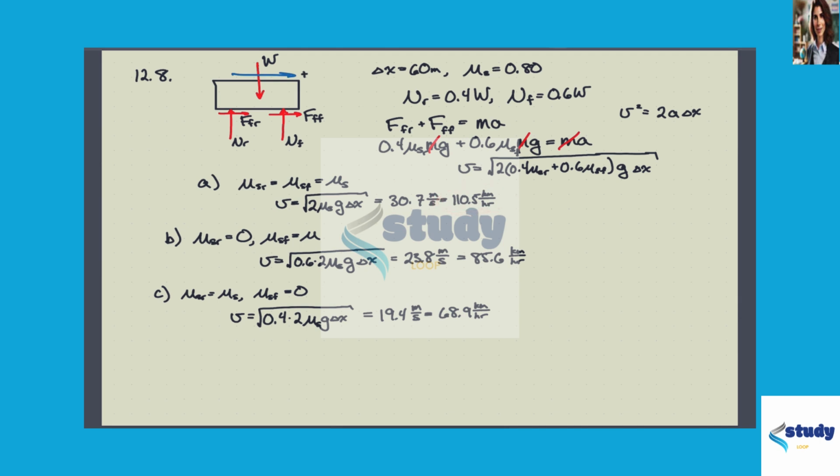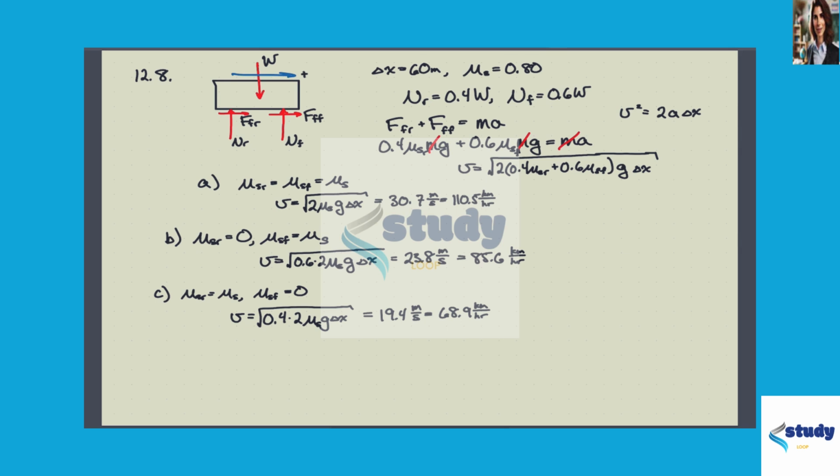Now in the second case, we have a front-wheel drive car. There's no drive force from the rear wheels, so that's effectively setting mu s for the rear wheel equal to 0. For the front wheel, we have the friction force from this coefficient of friction, so this term is 0. We get V is the square root of 0.6 times 2 mu s g delta x. That gives us 23.8 meters per second, or 85.6 kilometers per hour.